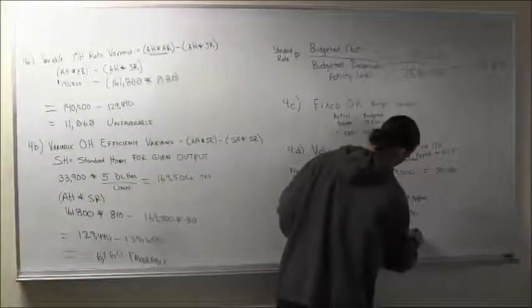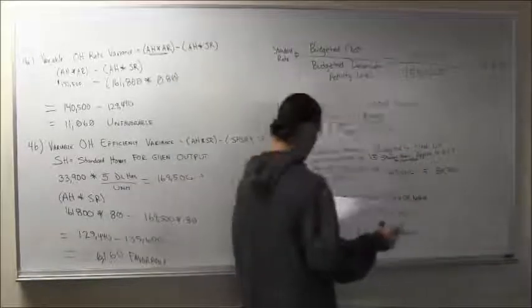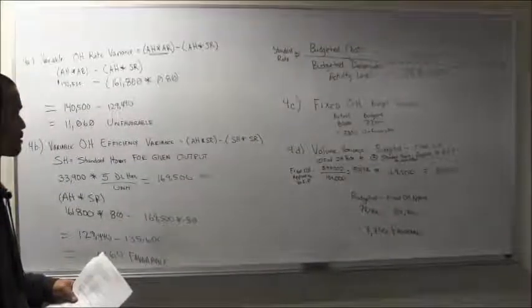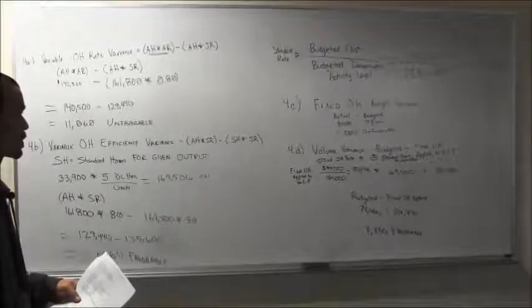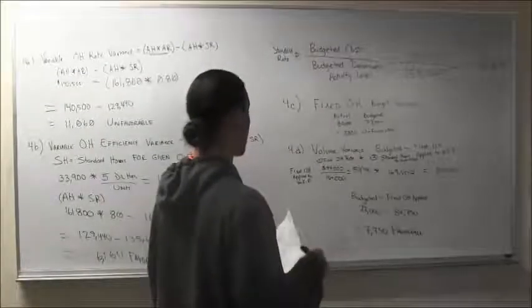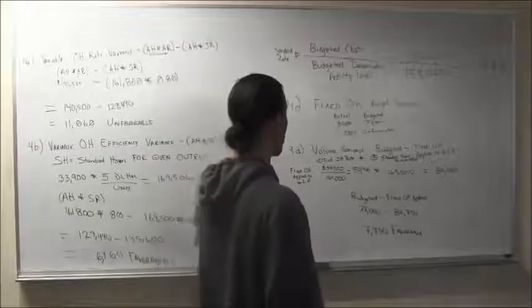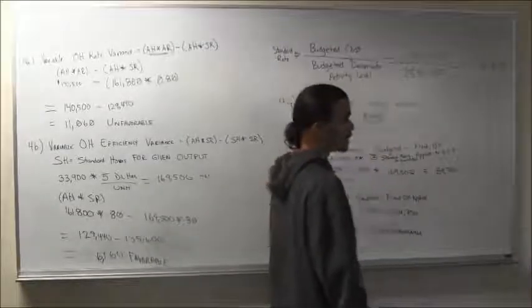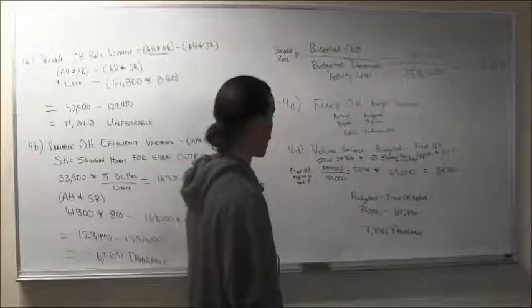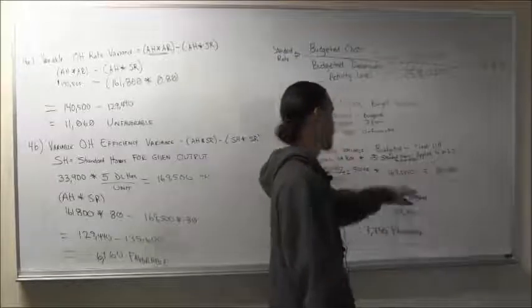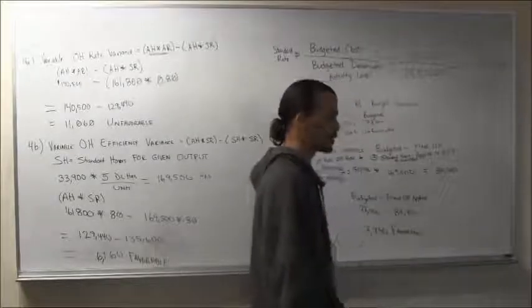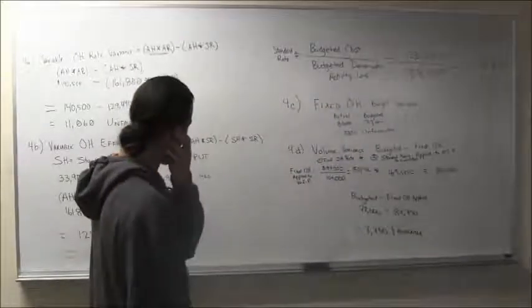Unfavorable, you say? Favorable, why? Which is better, more or less? Favorable, yes, because your budget is less. The fixed volume variance is the only one that's the opposite of every other one. It has to do with the amount that gets applied based on the hours. So it's like just because you have more hours, that's why it's favorable. That's the logic behind it.